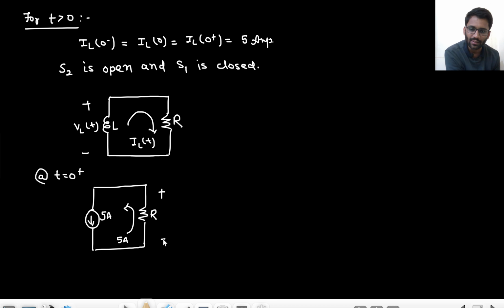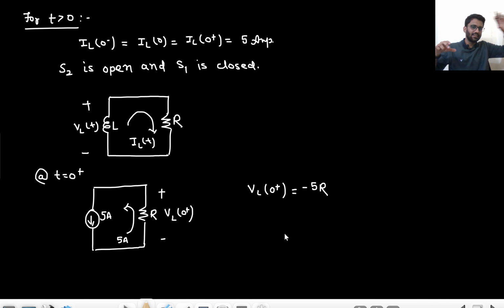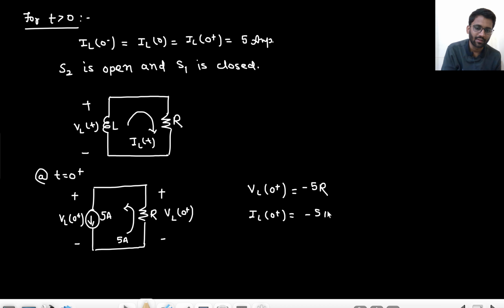So this is your VL(t), VL(0 plus) actually. At t equals 0 plus, this is having 5 ampere current, that means this 5 ampere current is flowing through the resistor R as well. So what will be VL(0 plus)? That would be minus 5R, because VL(0 plus) is in this direction. And what will be IL(0 plus)? That would be minus 5 ampere.